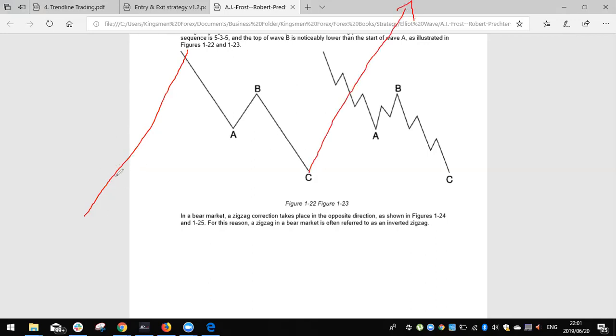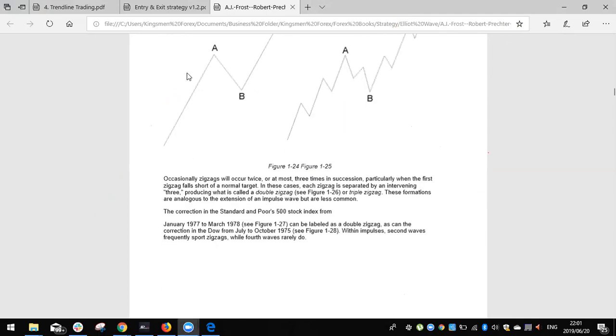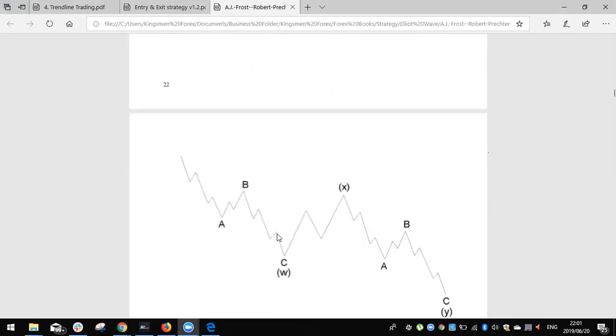You have your impulse and then you have your ABC correction. But for now, let's not worry about this labeling. We're gonna cover this labeling when we come to Elliott wave. So this is just a breakdown of this same wave. And then it's a zigzag, same zigzag but for a downtrend.